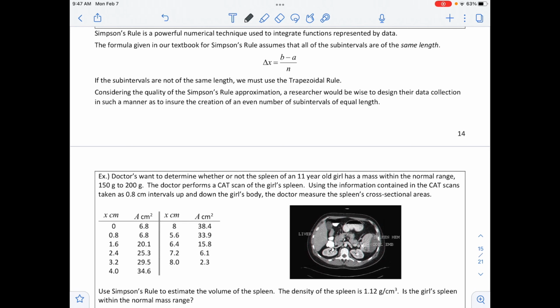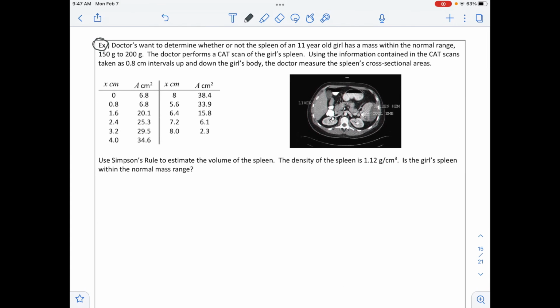So there's another example, an actual real life example of the usefulness of this, that I'm going to go ahead and circle, and we'll talk about this example together in class.